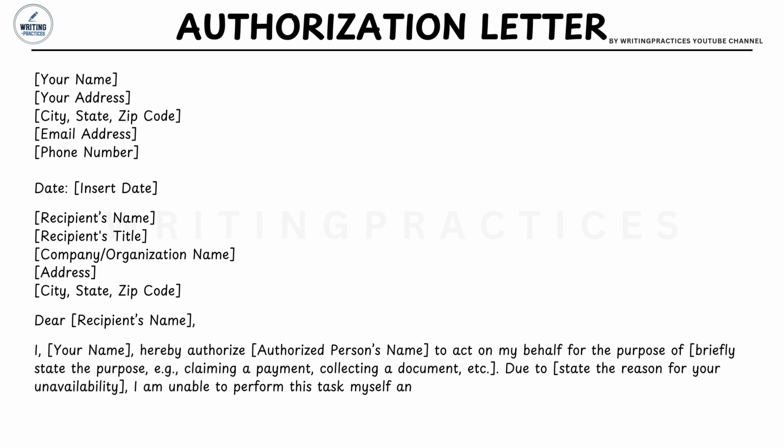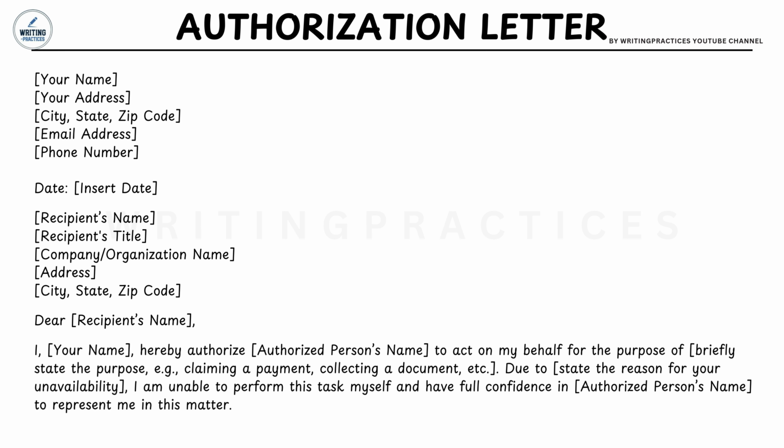The clearer, the better. After that, you want to give a brief reason for your unavailability. It could be something like, due to personal reason, I'm unable to perform this task myself. This part is optional, but it can help explain why you need someone else to handle things for you.